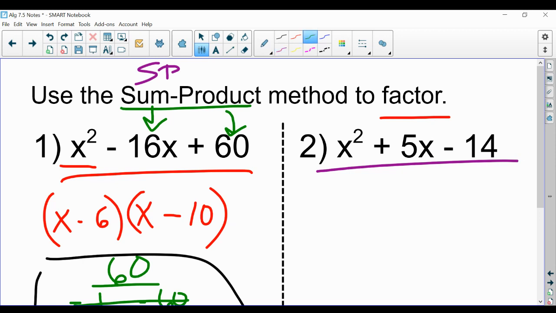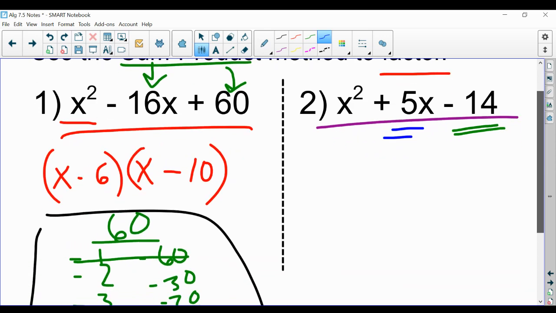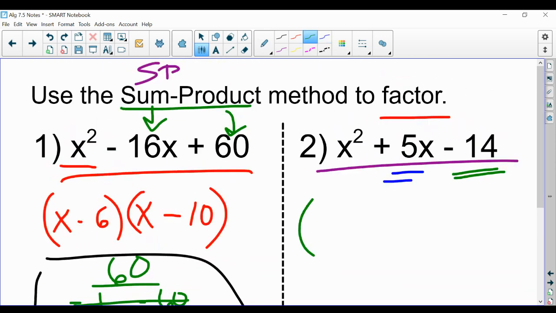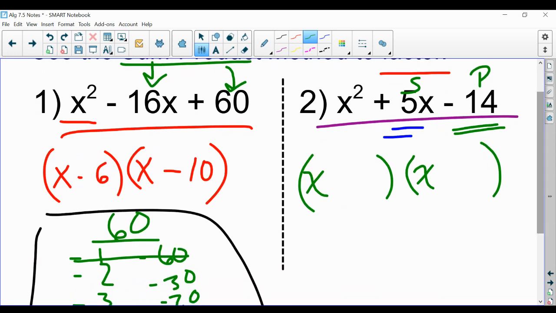Okay, we're going to use the sum product method here too. So now I'm looking for two numbers that multiply together to get negative 14, but add to be a positive 5. All right. And again, I'm going to assume I get a binomial. I'm going to get an x and an x. I want two things that add to get 5 and multiply to get negative 14. If I multiply to be a negative, one has to be positive and one has to be negative. So really, I know this is a little confusing. It says sum, but if one's positive and one's negative, they're really going to subtract to be 5.